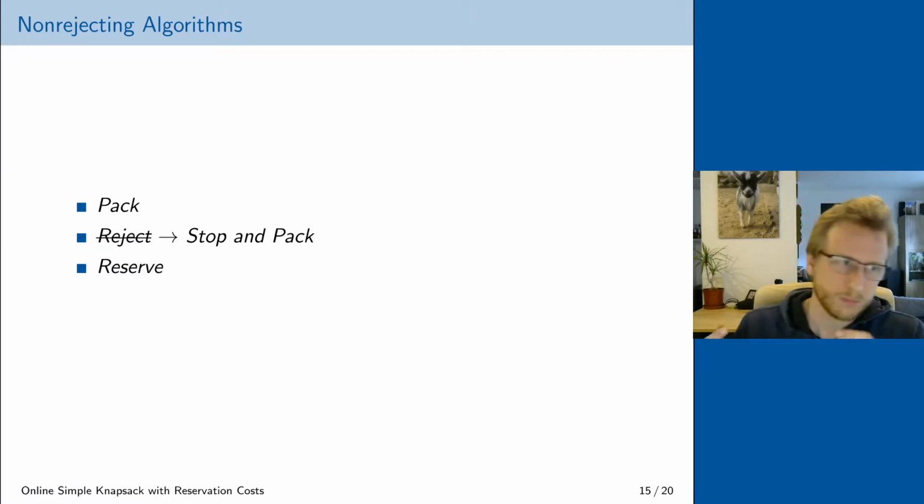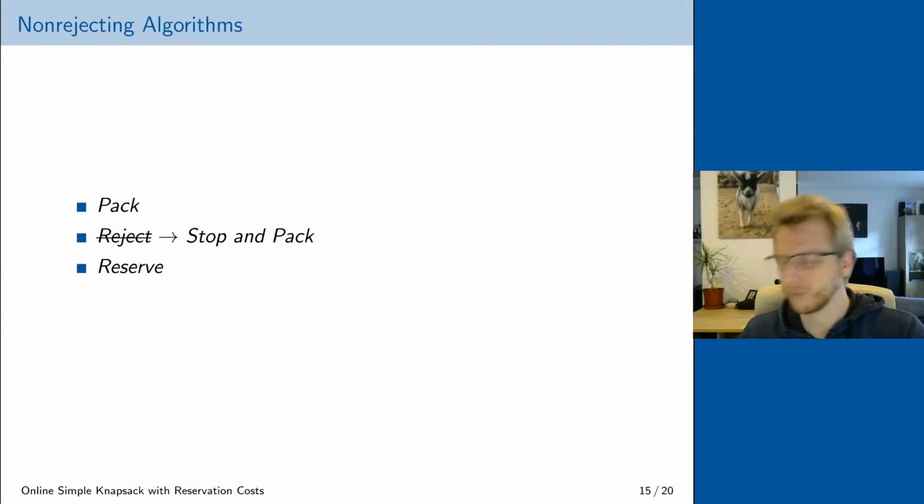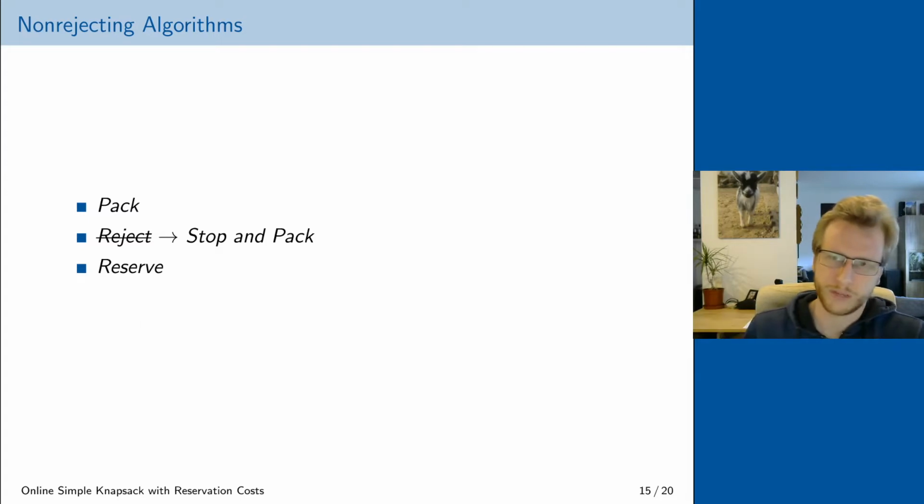And this sounds quite dramatic at first. So, okay, maybe not for small alpha, right? Because we have very, very small reservation costs. Well, everything that we want to reject, we'll just reserve it. It's fine, right? It shouldn't be too bad because reserving doesn't cost much and we should be done quite soon anyway.